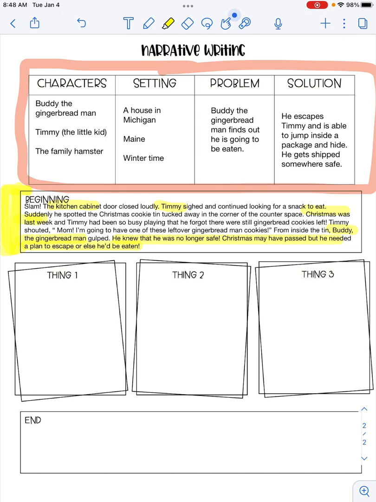So today you are going to work on your beginning, just like I did. I also included a quote, dialogue, so someone talking. "Mom, I'm going to have one of these leftover gingerbread man cookies," okay? So you should include some of that stuff in your beginning paragraph now. There's not a specific number of sentences, but it's definitely not just one or two. You're going to need a decent amount.